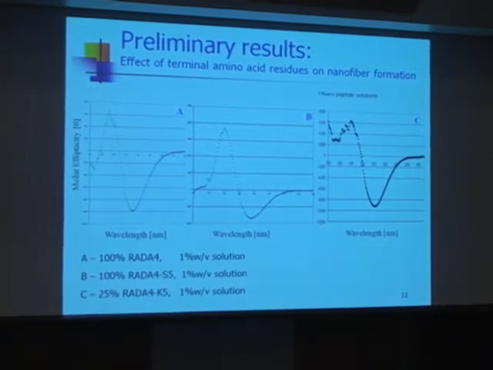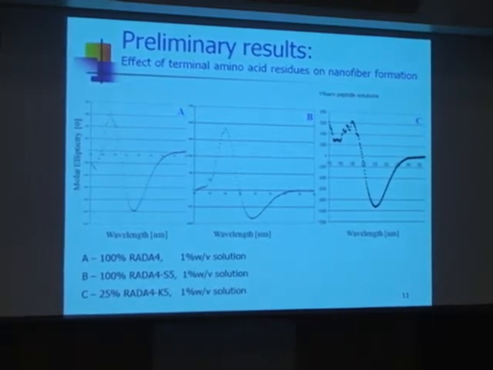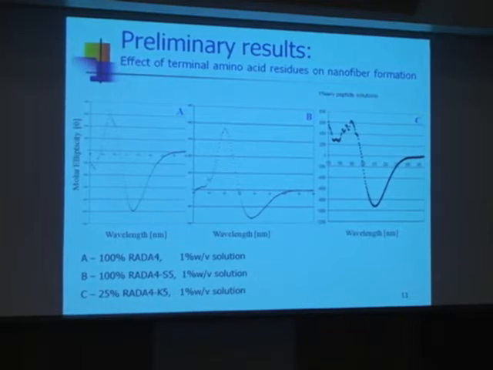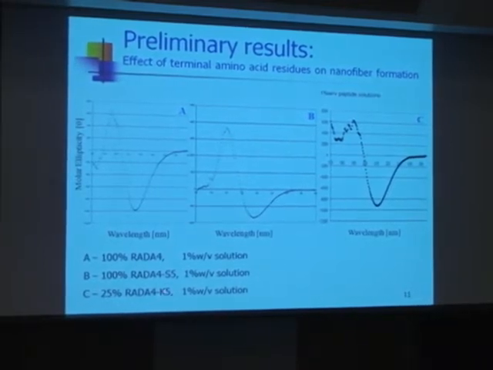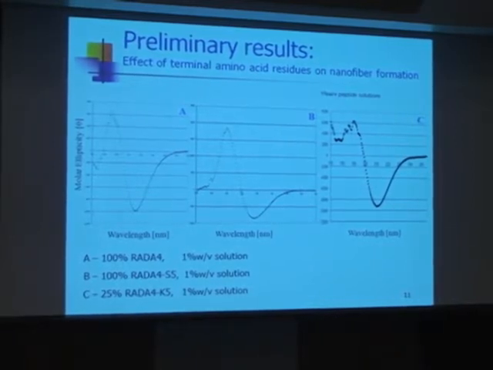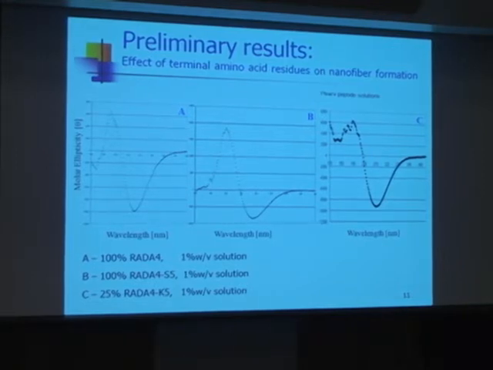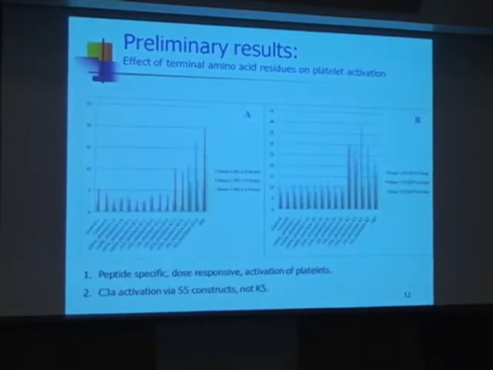However, when we tried the same thing with a lysine-terminated RADA4, we saw absolutely no beta sheet formation at 100% solution, so we had to dilute it down to 25% RADA4K5 and 75% RADA4, where we started to see the onset again of this beta sheet peak, which is an indicator of nanofiber formation. So we do see that there is an end group effect that occurs and does regulate how the nanofiber forms.